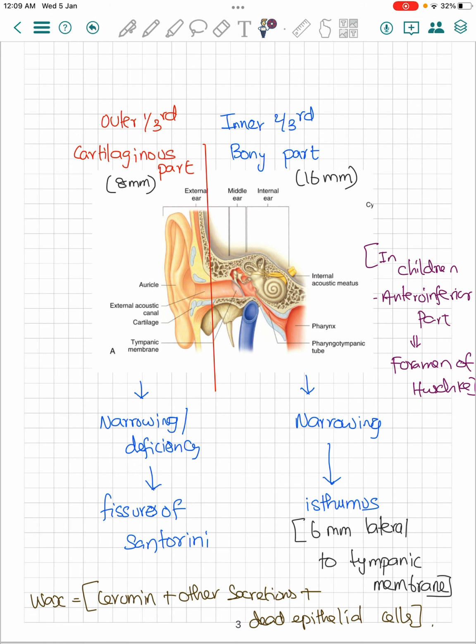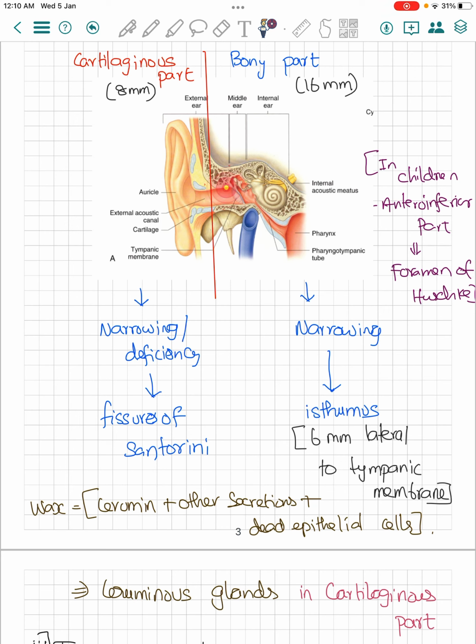In the cartilaginous part there is a deficiency known as fissure of Santorini, whereas in the bony part in children, in the anterior inferior part, you can imagine guys, in the anterior inferior downwards there is a fissure known as foramen of Huschke. Another is the isthmus, which is 6 millimeter lateral to the tympanic membrane. It will be here, this is the isthmus guys.